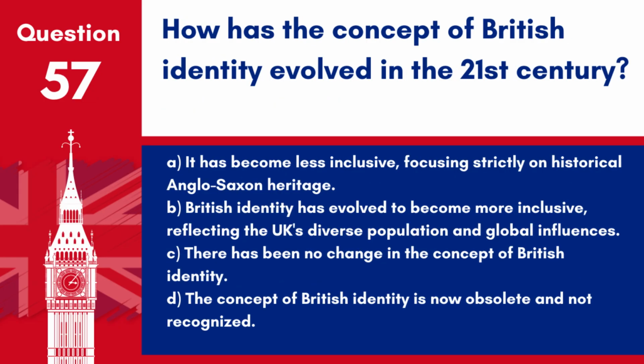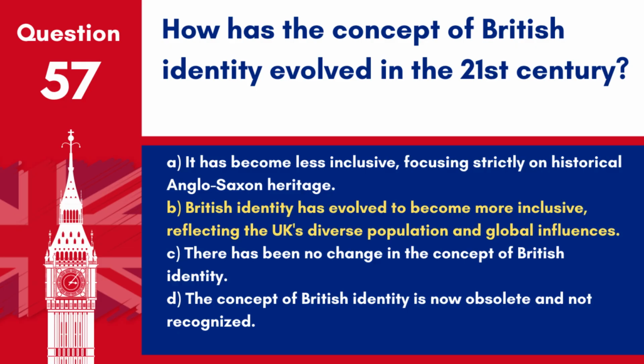Question 57. How has the concept of British identity evolved in the 21st century? A. It has become less inclusive, focusing strictly on historical Anglo-Saxon heritage. B. British identity has evolved to become more inclusive, reflecting the UK's diverse population and global influences. C. There has been no change in the concept of British identity. D. The concept of British identity is now obsolete and not recognised.